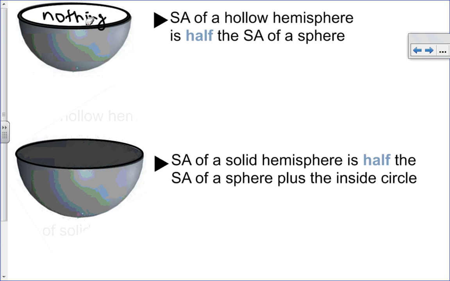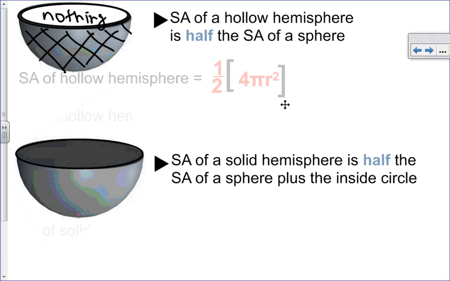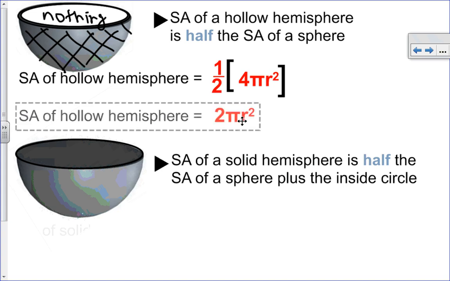If we took half of the surface area of a sphere, we would just get the bottom bowl part, okay? So we would take the surface area of a sphere, which we know is 4 pi r squared, take half of that, well, half of 4 is 2, and I would get the surface area of a hollow hemisphere, 2 pi r squared. Again, you need to memorize this. It's not so bad, though.